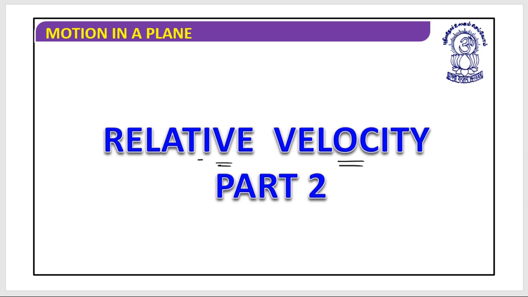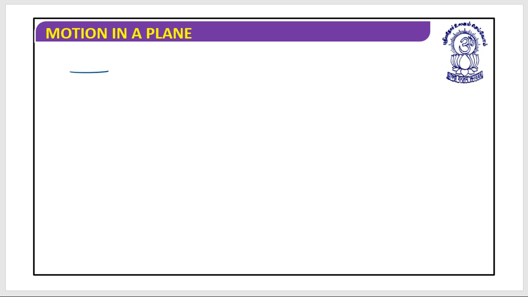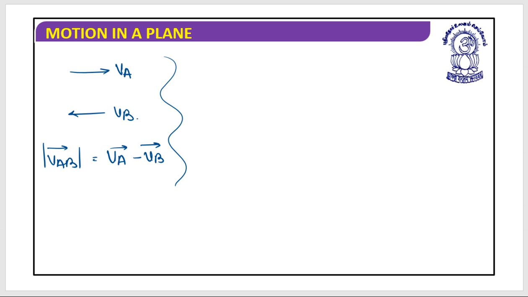Today we are going to discuss relative velocity. This is part 2 of relative velocity. In the previous class we discussed that, suppose this is the velocity of one object, call it A, VA, and another is the velocity of B. Then the magnitude of relative velocity of A with respect to B can be given as VA minus VB. So if two objects are moving in the same direction, their respective quantities will be subtracted.